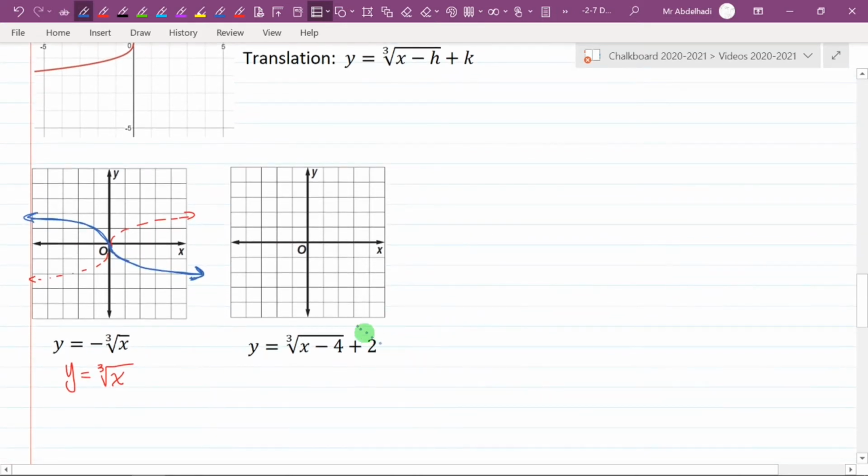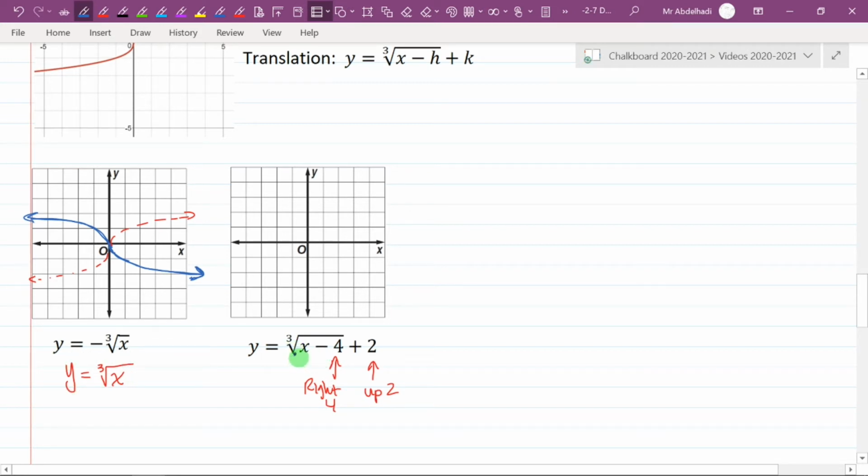How about this one here? Well, this one here has a couple things happening. It's got a vertical shift up 2. It's got a horizontal shift. It says -4, so we treat it like a +4. This is right 4. The parent function is just like that. It's y equals the cube root of x.